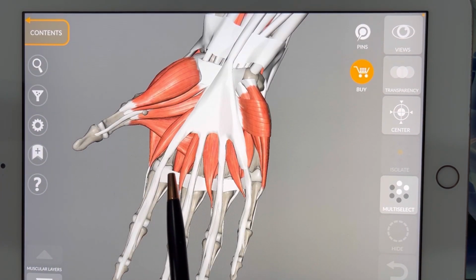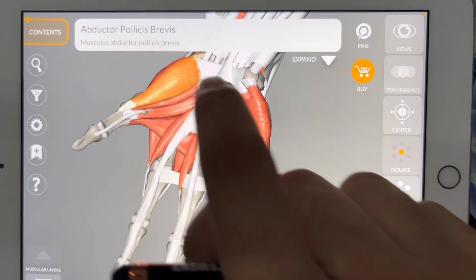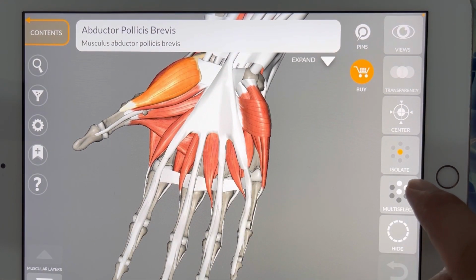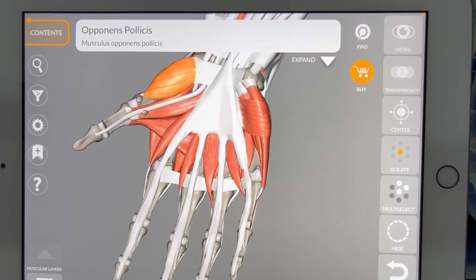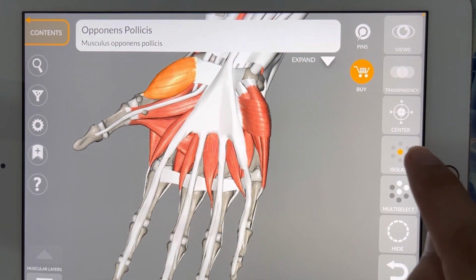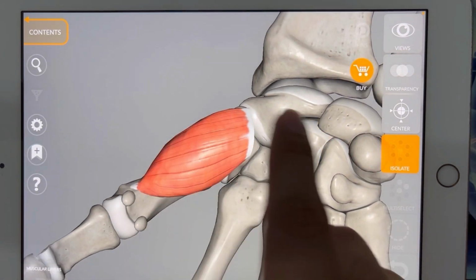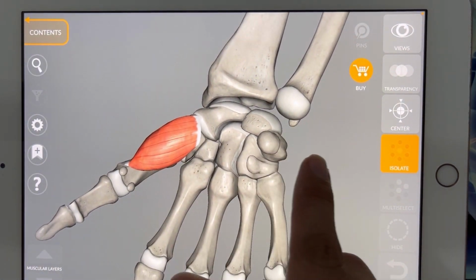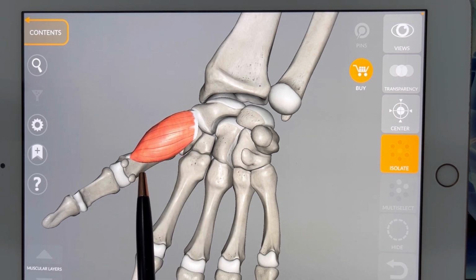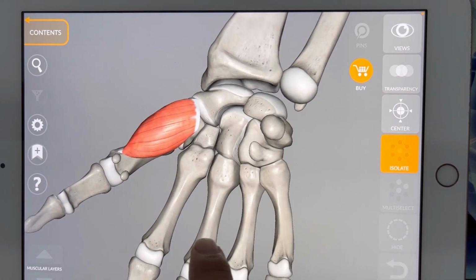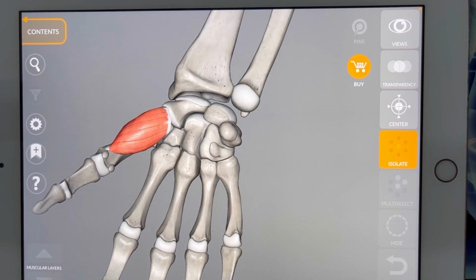Student, the third muscle is the opponens pollicis muscle. So first we will remove the 2 muscles which we have discussed. Now student, this is the opponens pollicis muscle. This muscle also originates from the flexor retinaculum, and it inserts into the shaft of the first metacarpal bone, and student, this muscle pulls the thumb medially.